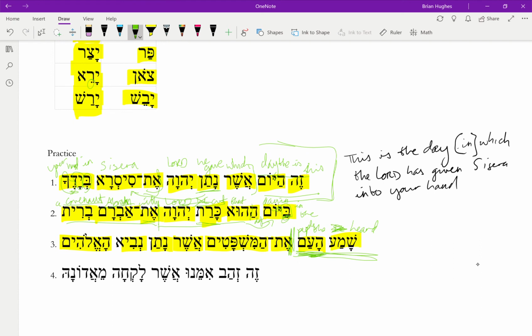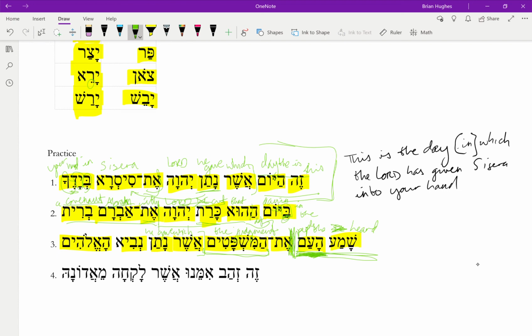The people heard. It's not he heard the people, because this noun is preceding the definite direct object marker, so it cannot be the direct object. It has to be the subject. It has to be the one doing the action. So we have the people heard. What did they hear? Hamishpatim, the judgments, right? The people heard the judgments. Then we have asher, so we get this little pause to further detail. Which natan, so he gave, right? Qal Perfect 3MS, natan, he gave nevi ha'elohim.